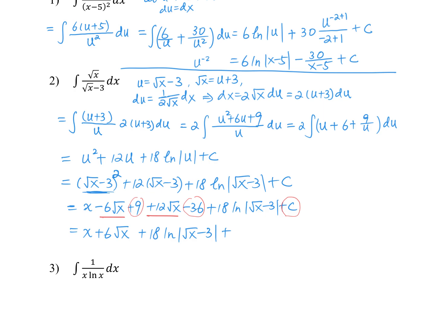So this c will be the combination of the previous c with this negative 27. So let's call this C and call the previous one C1 to distinguish them, where C is equal to C1 minus 27. It's a combination of C1 and these numbers. Okay, so now this is the answer.